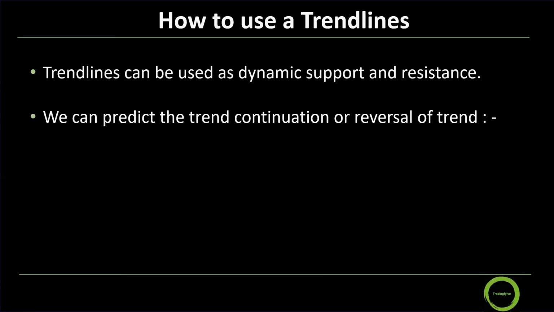Trend lines can also be used to predict trend continuation or reversal of the trend. When the price of the stock touches its trend line, there are basically two scenarios.